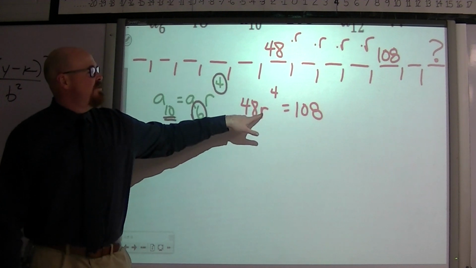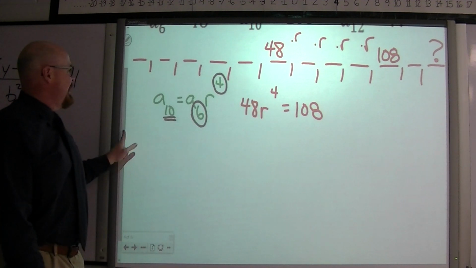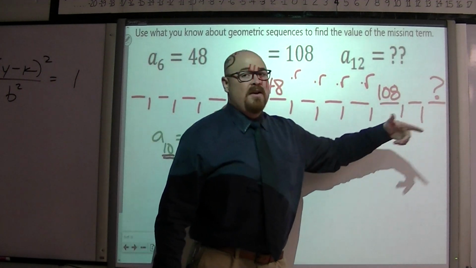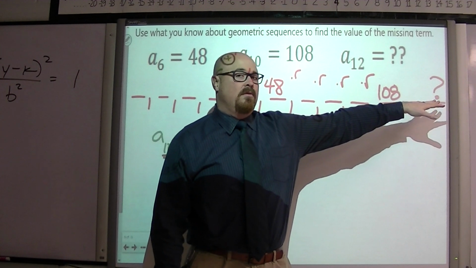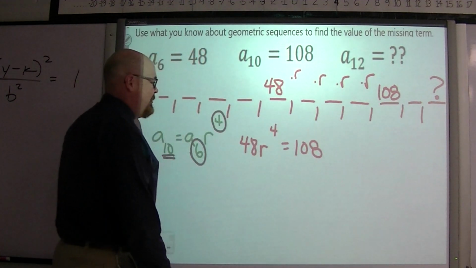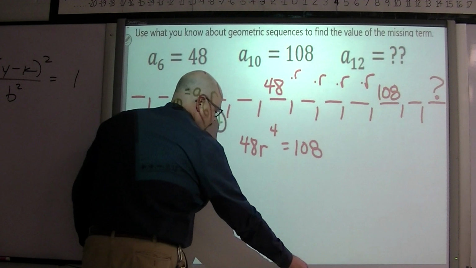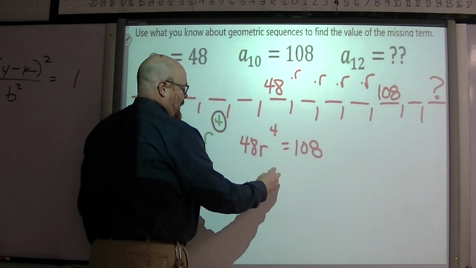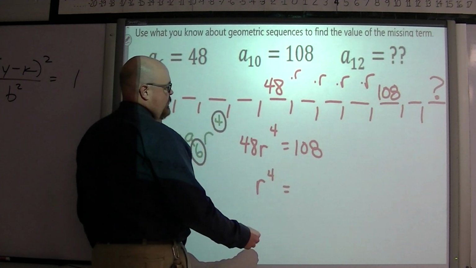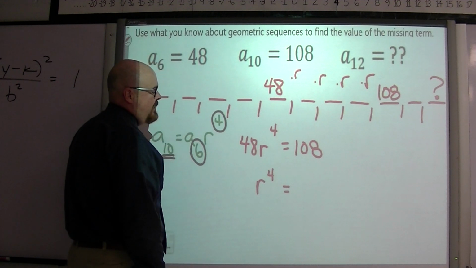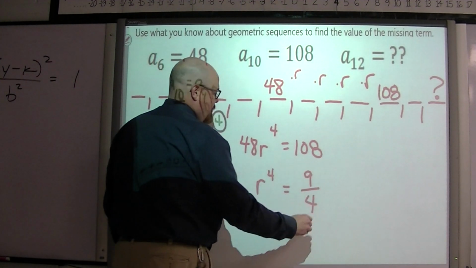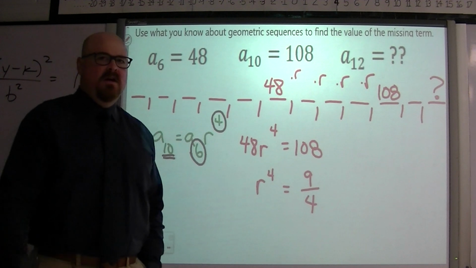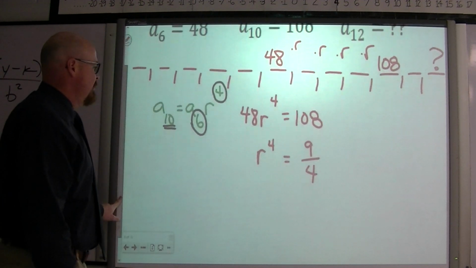Anyway, I'm solving for r in this case, because that's going to help me get to here. If I know the common ratio, I can multiply this by that 2 times to get to there, right? That's going to get me to that term that I'm looking for. So if I divide both sides here by 48, I get r to the 4th power equals, oh gosh, what is that? 9/4. Okay, probably 2.25 on the calculator. All right.